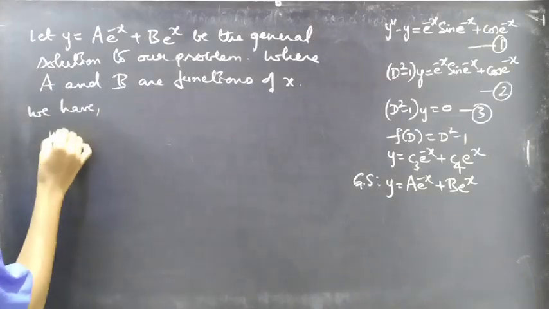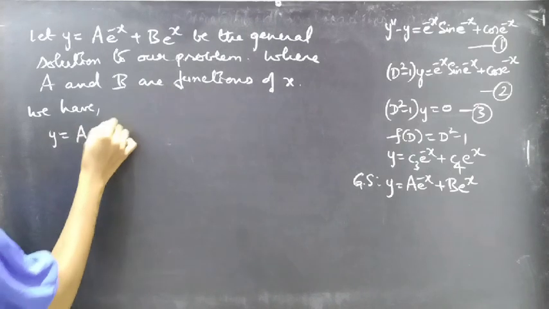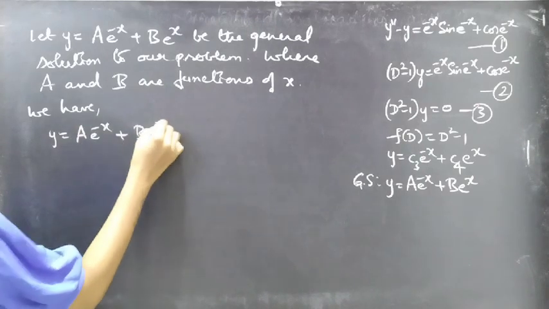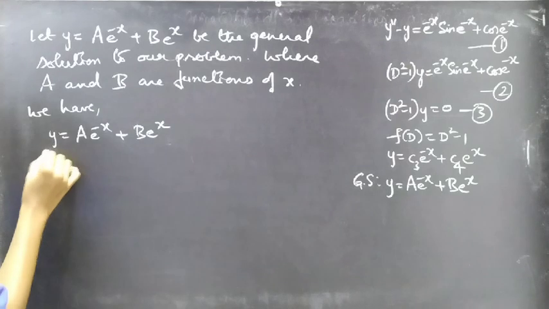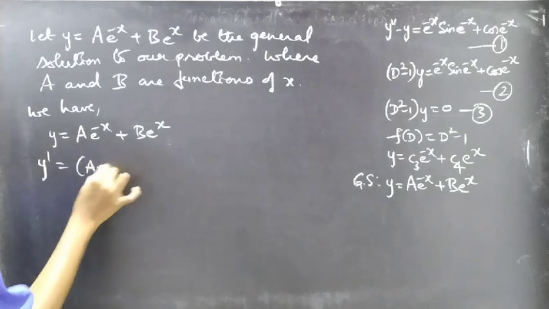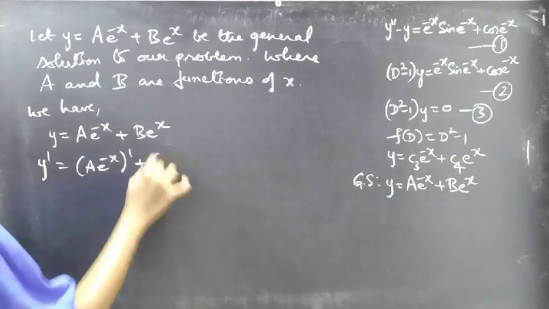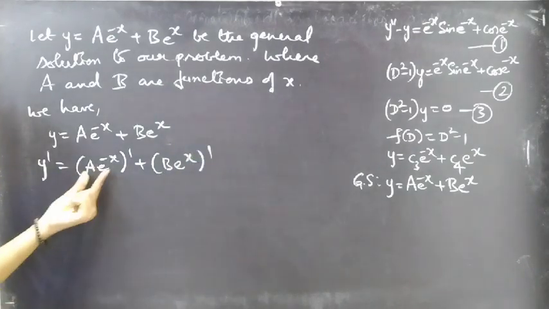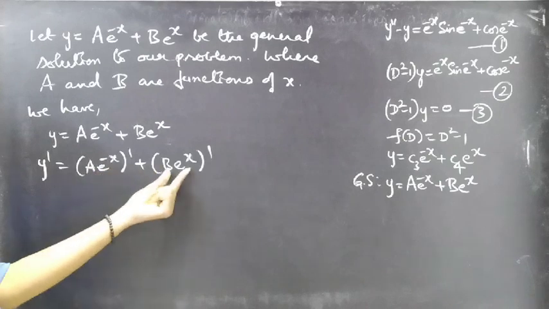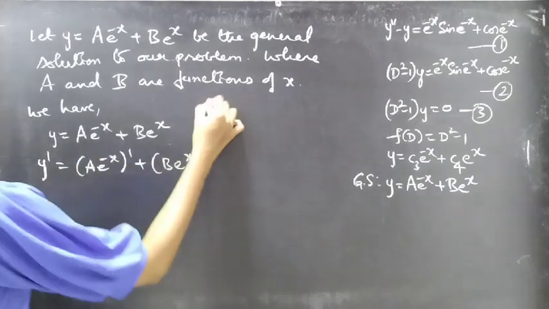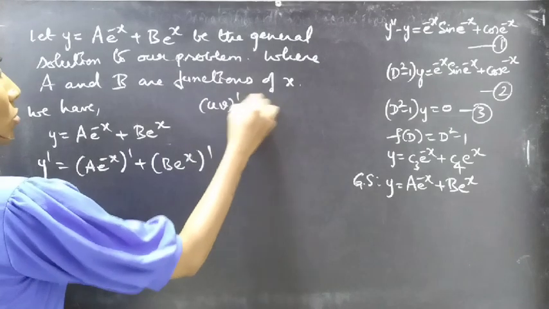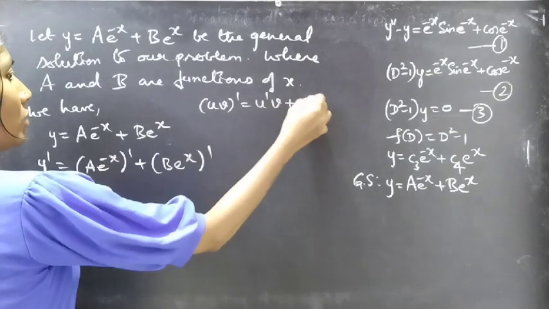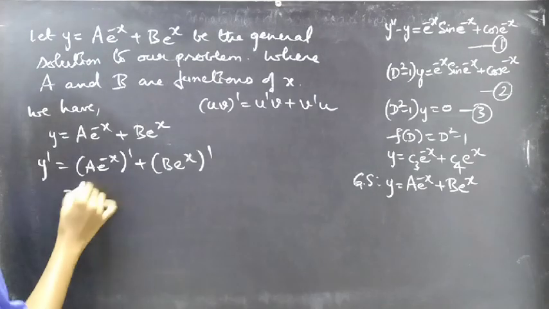We have y equal to a e^(-x) plus b e^x. Let's find y dash. y dash equals (a e^(-x))' plus (b e^x)'. We need to find the derivative of a product of two functions. Here also we need to find the derivative of a product of two functions. So we are going to apply the (uv)' formula, which equals u'v plus v'u. Let's apply this.